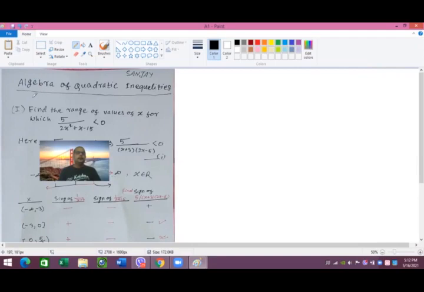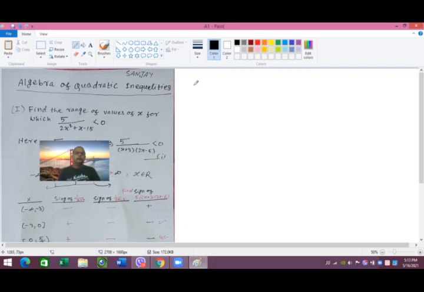Here you can see the topic, algebra of quadratic inequalities. Here you have to find the range of values of x for which 5 over 2x squared plus x minus 15 is less than 0. In order to do so, first of all, we factorize the denominator if it is not already factorized.